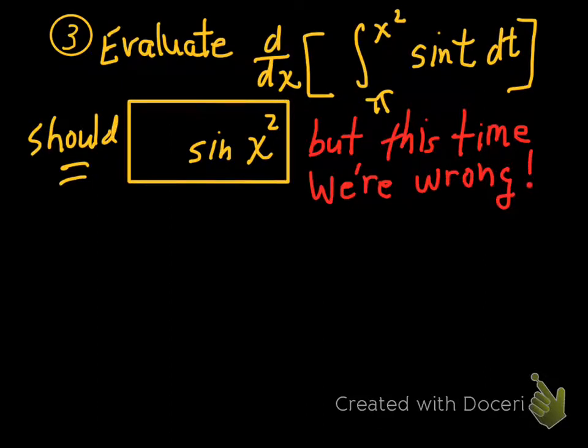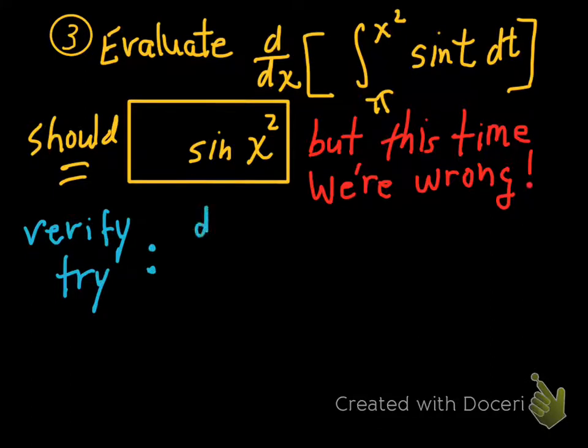I left some room in front of sine of x squared for a reason there. Maybe you can already anticipate what's going to happen. But let's do this the long way so we can have an understanding of exactly what's going to transpire when that upper limit is something other than just a simple x. Here comes our verification as we've done in the past.